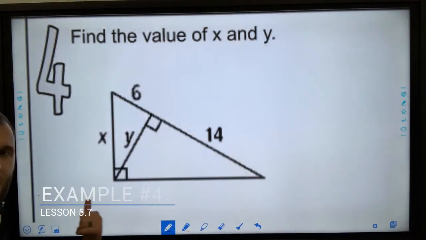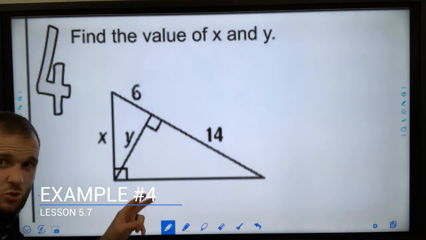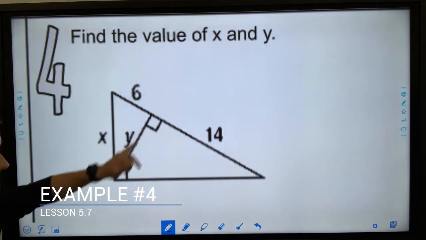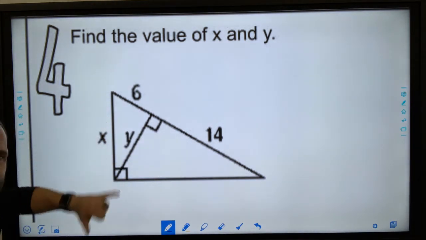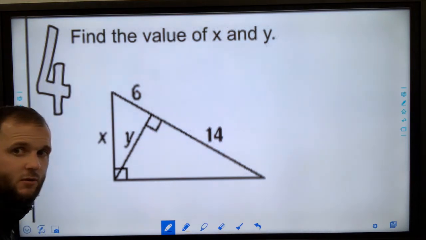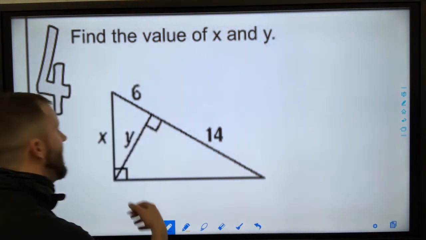All right, lastly on example number 4, it looks like we're given the 2 situation again, where y is going to be my altitude, so I'm going to use the altitude rule there, and then x is going to be my leg, so I'm going to use the leg rule there. So let's go ahead and roll this out. So let's go ahead and solve for y first.